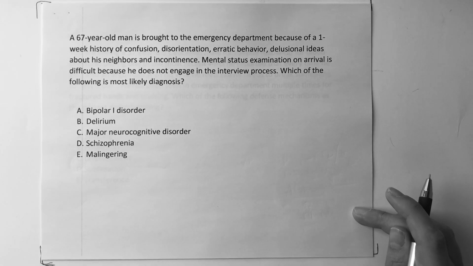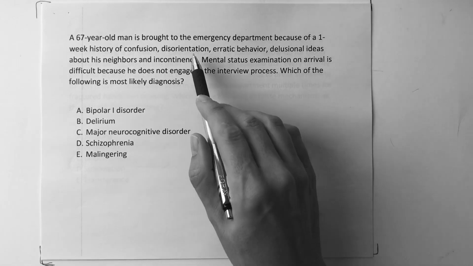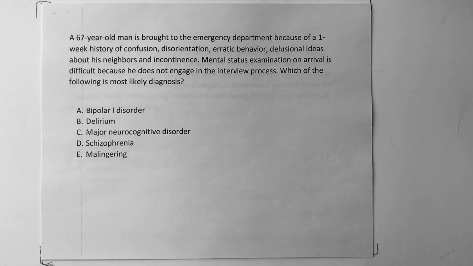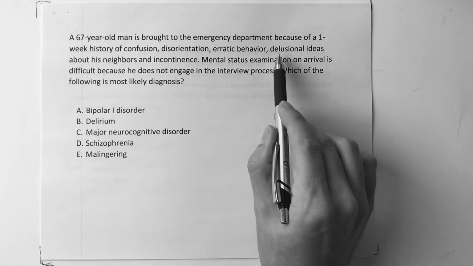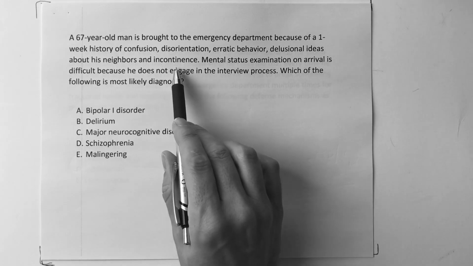Okay, and then this one says, a 67-year-old man is brought to the emergency department because of a 1-week history of confusion, disorientation, erratic behavior, delusional ideas about his neighbors, and incontinence.